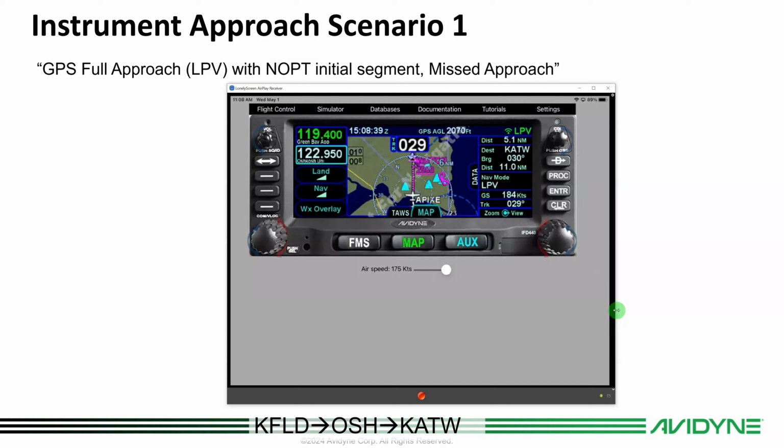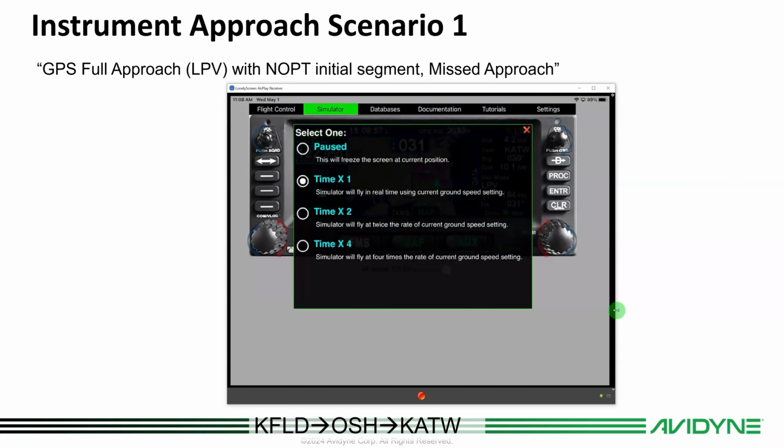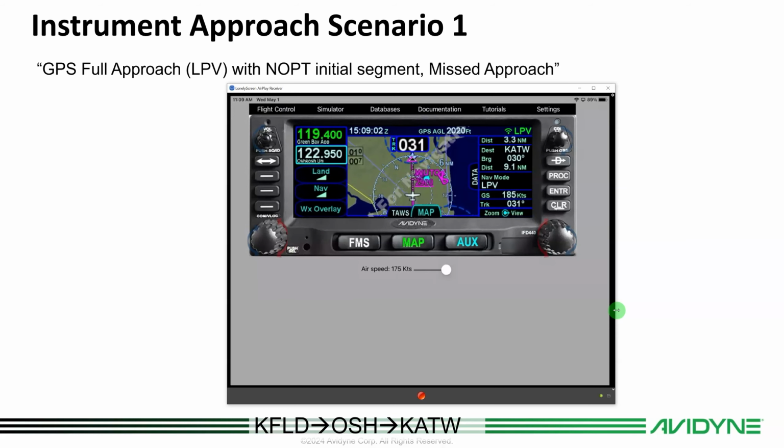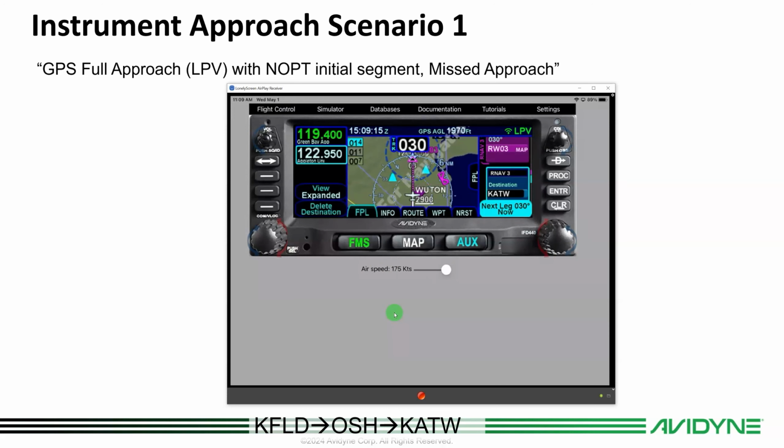Remember, in this demo, we're going to fly the missed approach, so we'll fast forward through that. Go ahead and speed this up. So we're reaching the missed approach point of runway 3. When we hit that, then we will proceed to fly the missed approach. It'll provide us the guidance to do that.